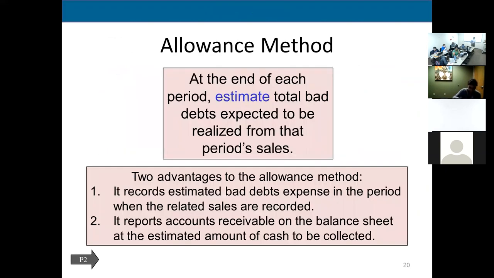Okay, the allowance method. Now, at the end of each period, we're going to estimate total bad debts expected to be realized from that period's sales. All right, so you're going to have to estimate the amount of bad debts expected. Now, this method has two advantages. One, it records estimated bad debts expense in the period relating to when sales are recorded. And two, it's going to report accounts receivable on the balance sheet at the estimated amount of cash to be collected. Rather than the full amount, we are estimating the amount that we actually expect to collect.